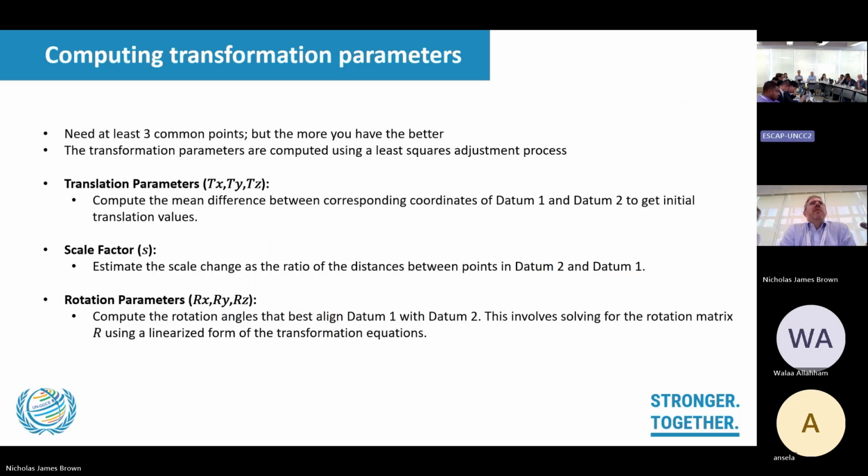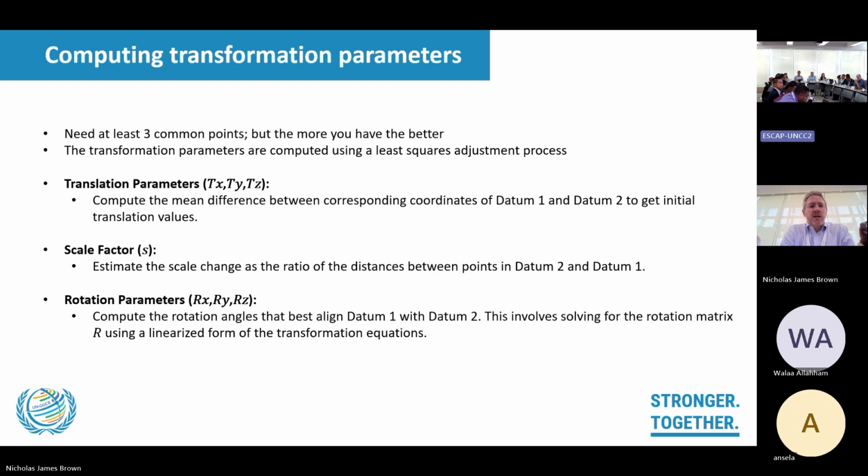So Avit and I were talking about this at lunch. Mathematically, you really only need 3 common points, but the more that you have, the better. The more reliable it will be, the more you can trust it, and the more data you then have to test how well these transformation parameters work in your region. And the transformation parameters are computed, as I said, through a least squares adjustment process, and it's just an inverse of, or sort of reversing the way that we do it for the standard least squares adjustment.